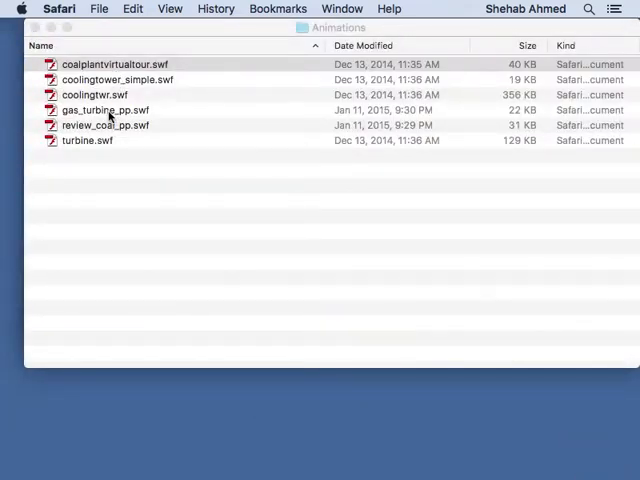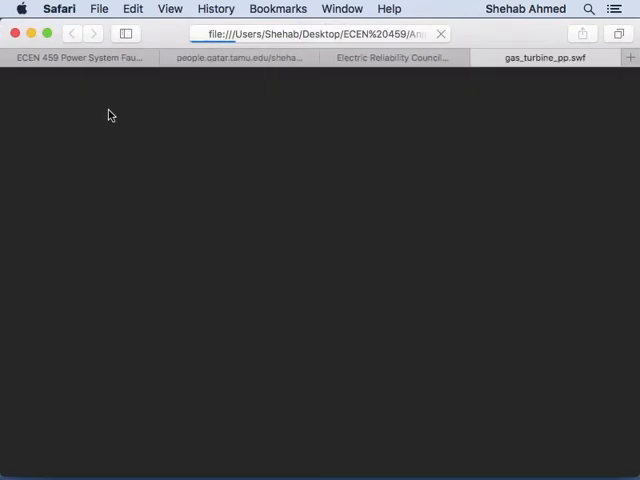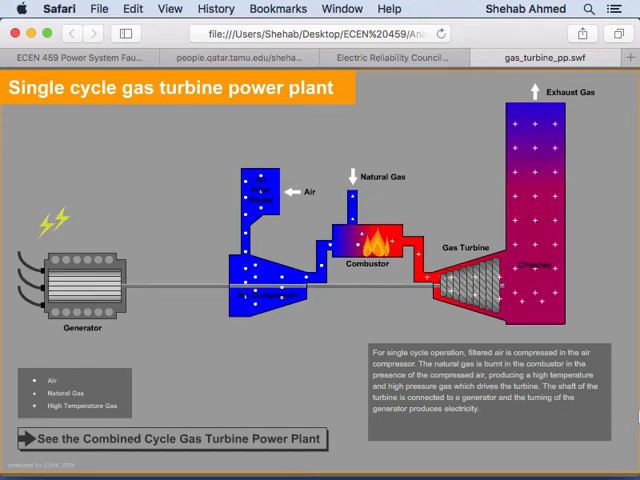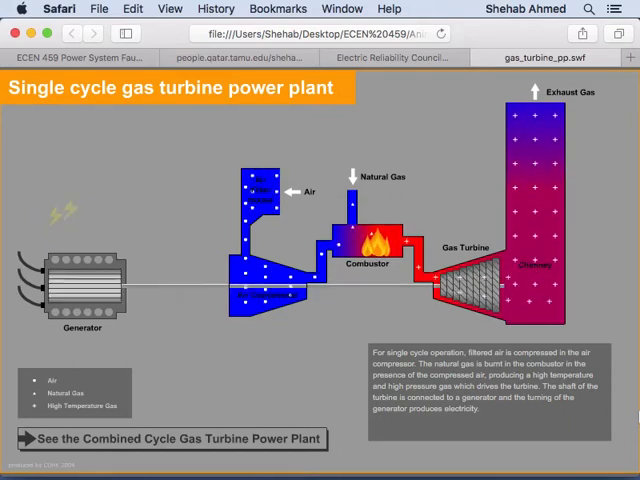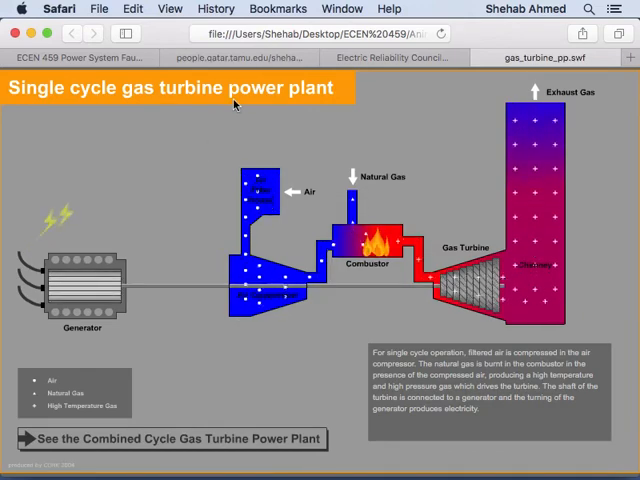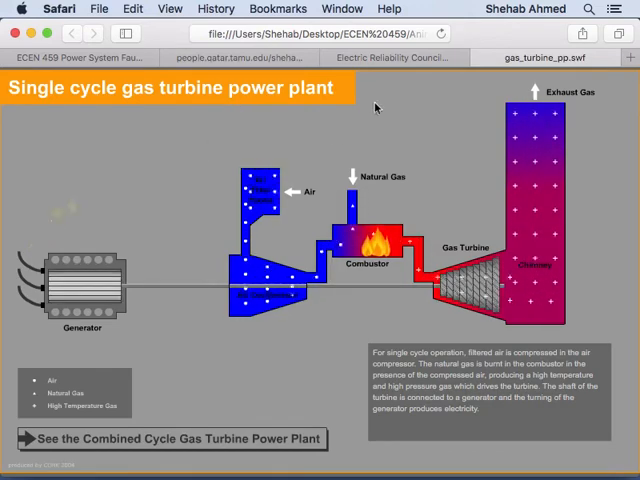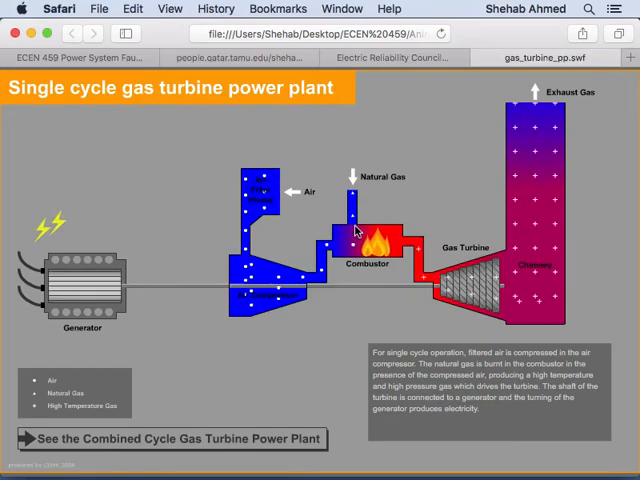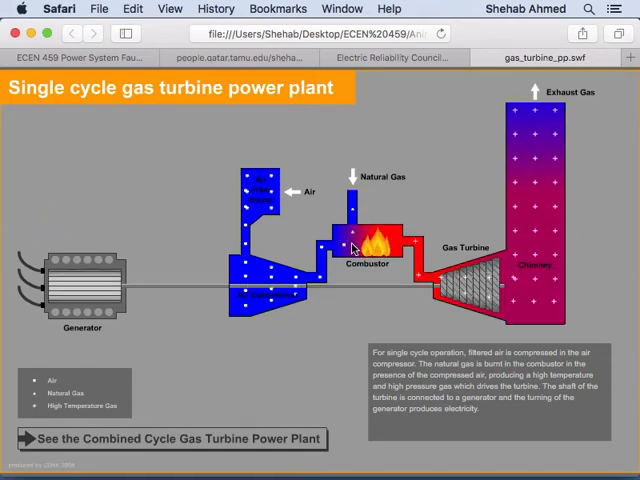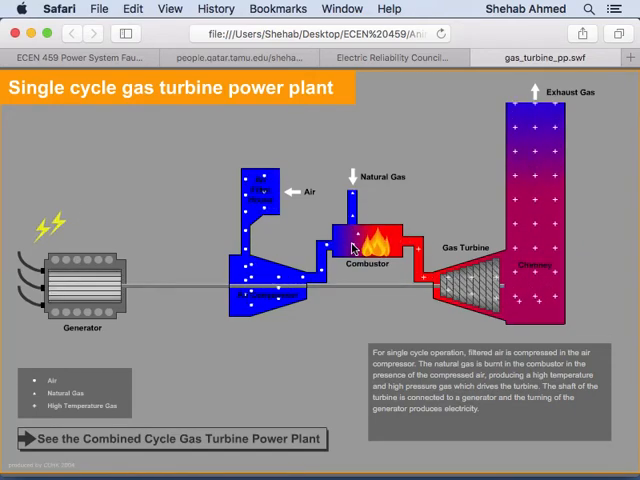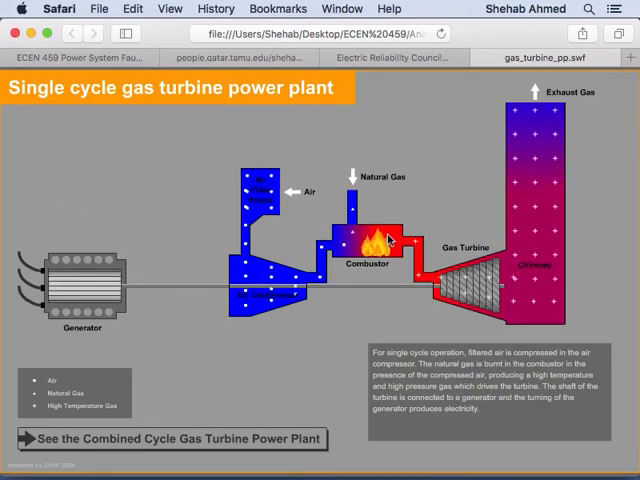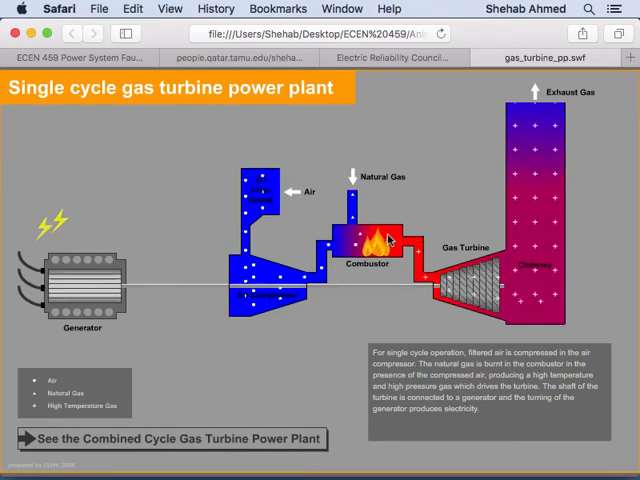There are some smaller power stations that are gas turbine driven. This is an example of a gas turbine driven plant, called an open cycle or single cycle power plant. In a single cycle power plant, what happens is the following. You have natural gas coming in, and they are driven by natural gas. You combust the natural gas. When you combust the natural gas, what happens? You create exhaust gas. You create heat.